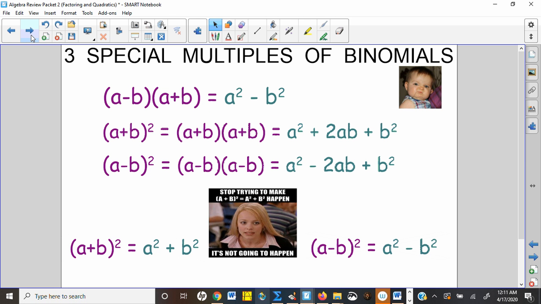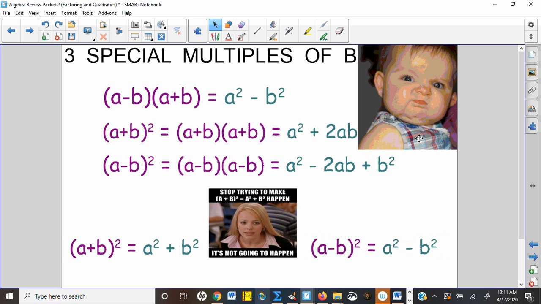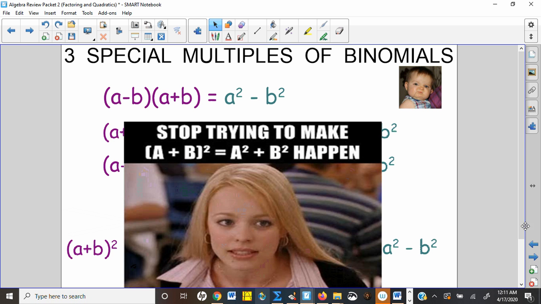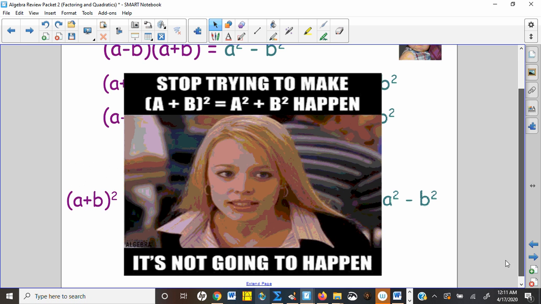All right, these are the 3 special binomials that we talked about a little bit earlier. Difference of squares. This is the one. This guy loves difference of squares. These are the ones that I always warn you about. A plus b squared is not a squared plus b squared. A minus b squared is not a squared minus b squared. You can't just distribute the thing. Remember this girl? Stop trying to make a plus b squared, a squared plus b squared happen. It's never going to happen.